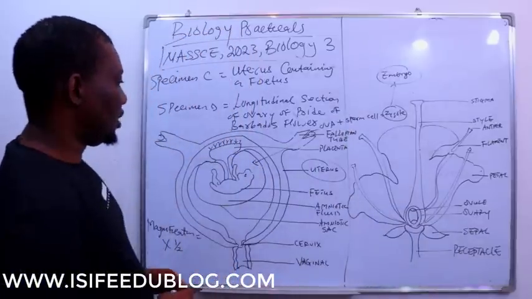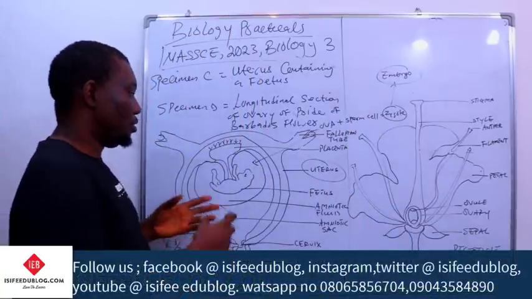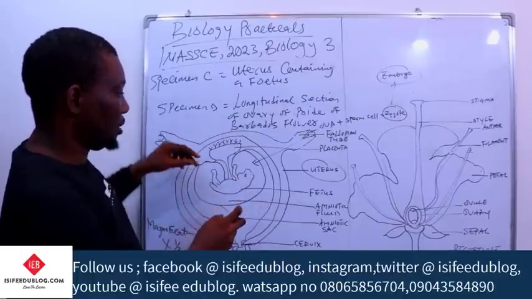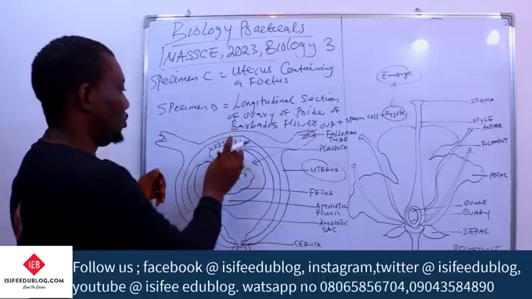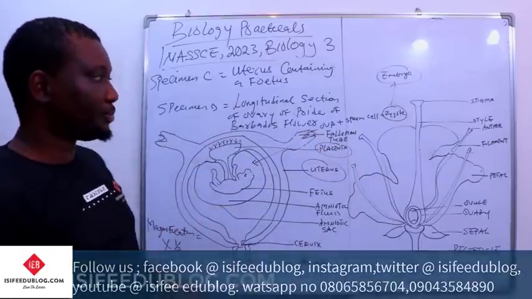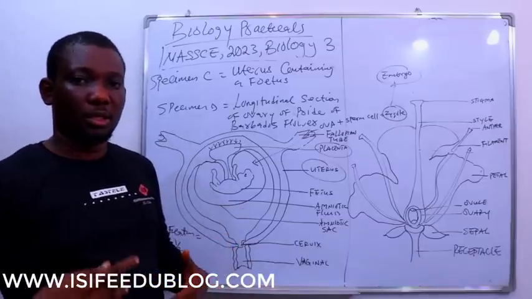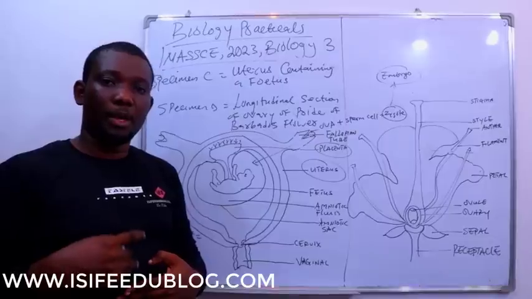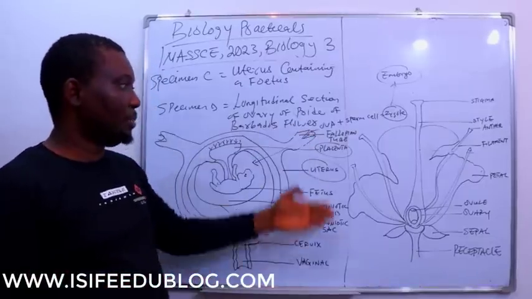At that point of the embryo, part of the tissues of the embryo together with that of the womb or uterus eventually forms what is called the placenta. I'm just trying to tell you the functions or adaptations of these parts.